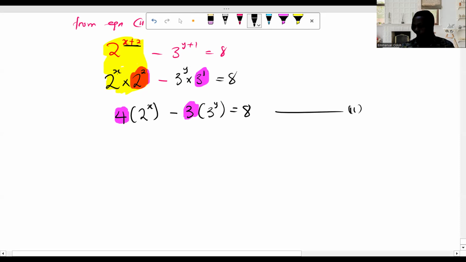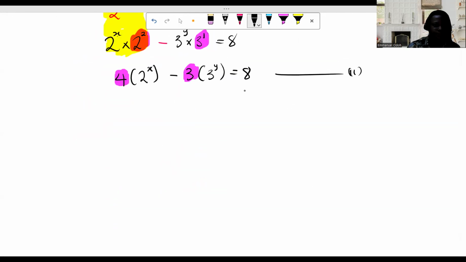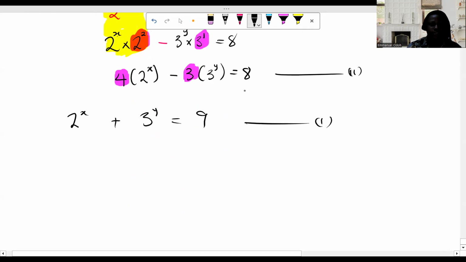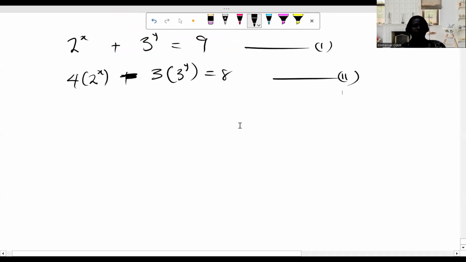So let me bring equation 1 and equation 2. Equation 1 is 2 to the power of x plus 3 to the power of y equals 9. Now we've transformed equation 2 to this: 4 times 2^x minus 3 times 3^y equals 8. Now, what do we notice in both equations? They both have 2 to the power of x and 3 to the power of y, right?